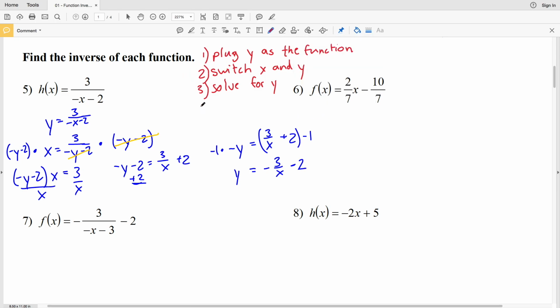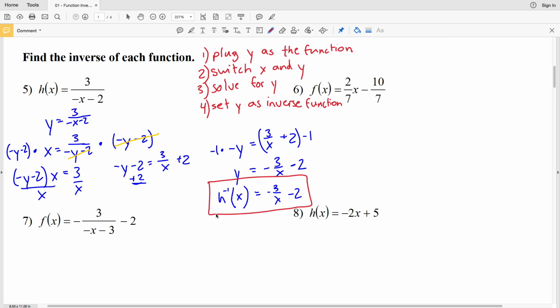And for our last step, number 4, we need to set y as the inverse function. So because this function was h of x, y now becomes the inverse of h of x. So the format is h superscript negative 1 x. That's read as the inverse of h of x, and that equals negative 3 over x minus 2. So this is the inverse function of h of x, negative 3 over x minus 2.